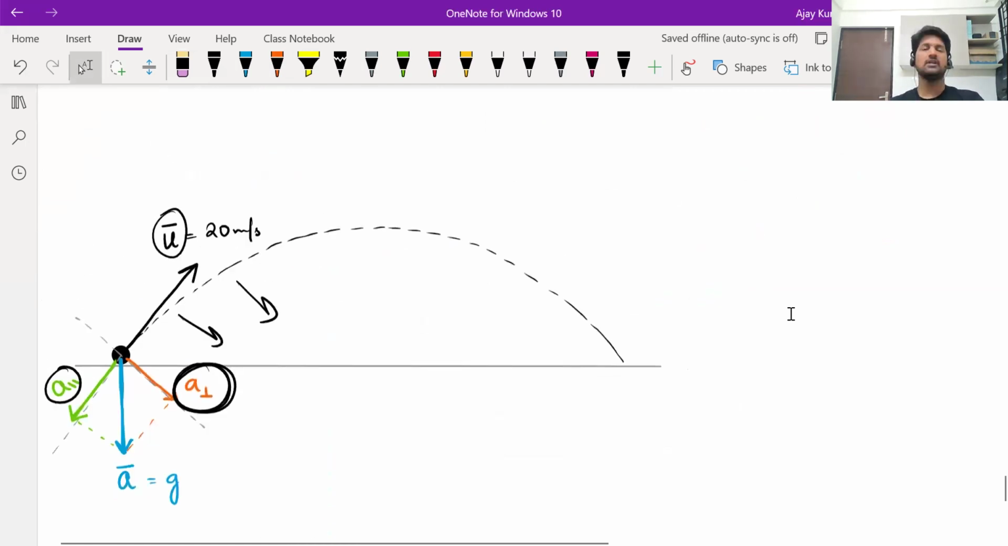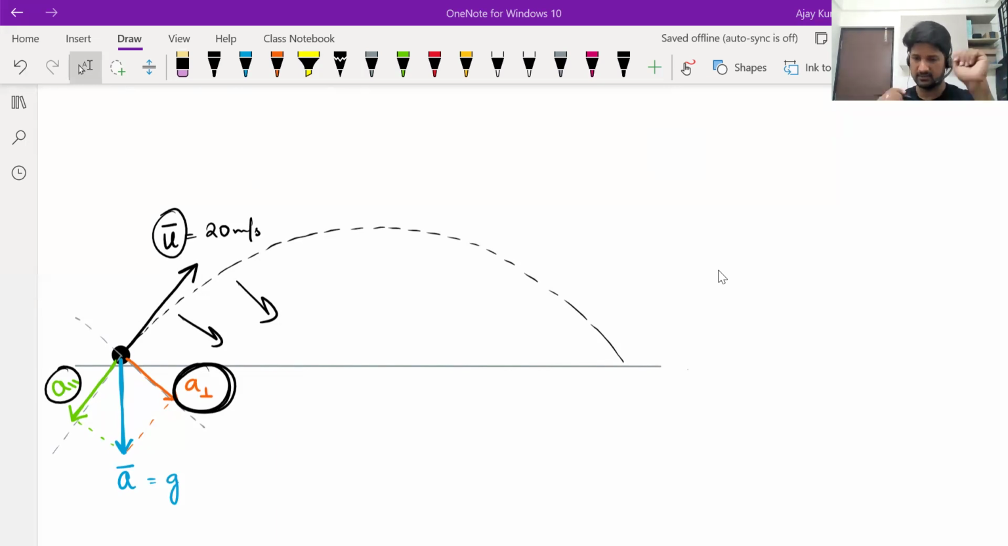to visualize motion in a plane properly, you visualize the velocity vector and then you visualize the acceleration vector, and split the acceleration into components. In which direction should you take the components? One along the line of velocity and one perpendicular to the line of velocity. Once you do that, you'll be able to comment whether the object's speed is going to increase or decrease. If that parallel acceleration is opposite to velocity, like what you see here, speed is going to decrease.